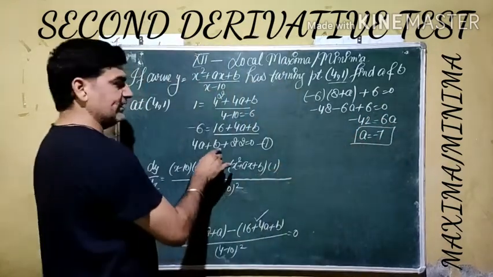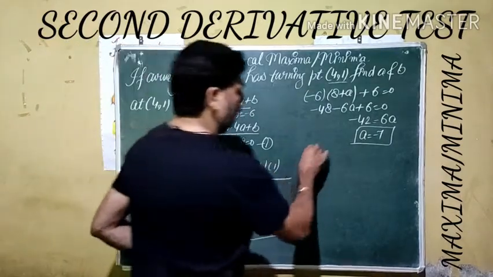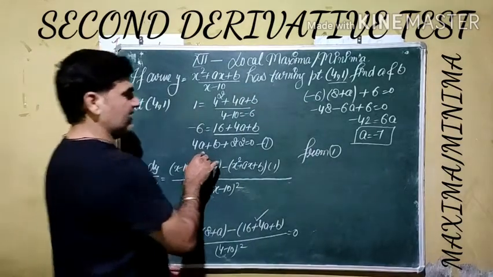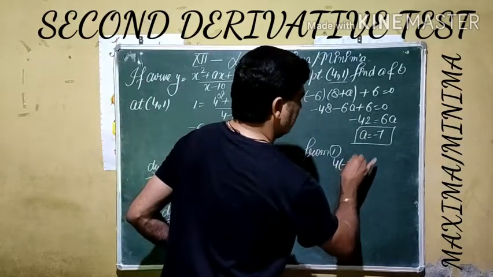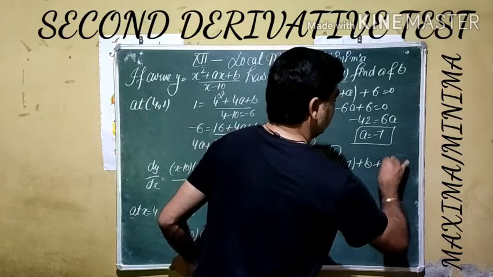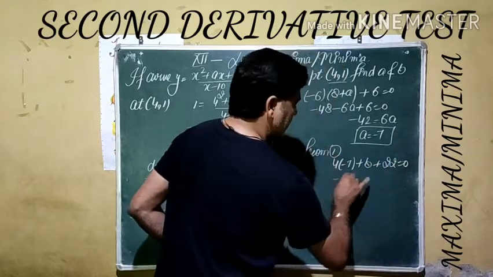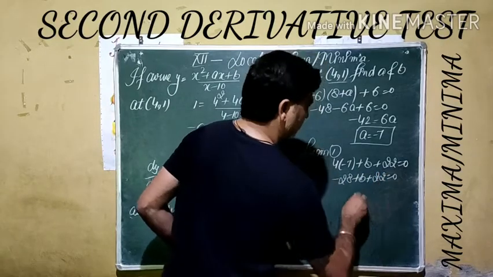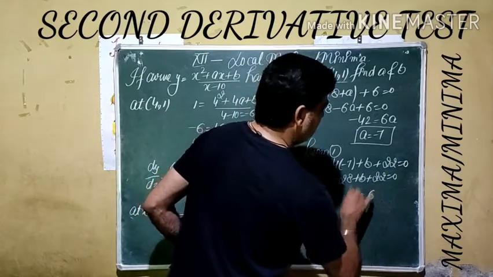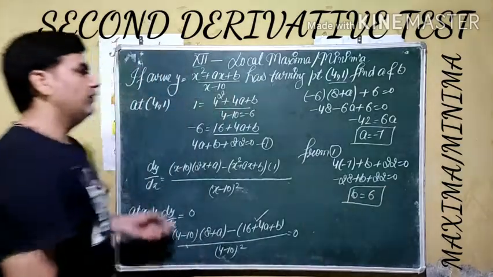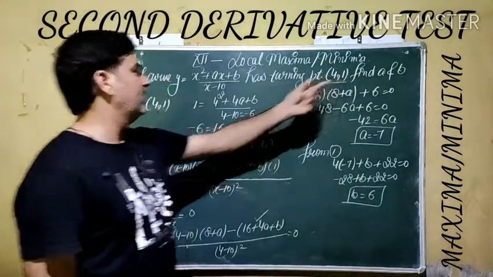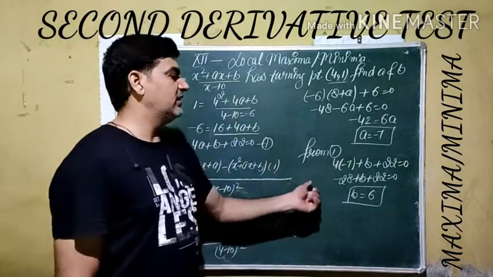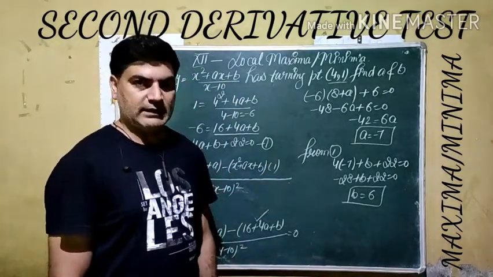We are going to use a is equal to minus 7 in result number 1. If we use it here, we get a replaced by minus 7. We get 4 into minus 7 plus b plus 22 is equal to 0. Minus 28 plus b plus 22 is equal to 0. So we get from here b is equal to 6, our final answer. So like this, we can use the turning point again in a given function to find out the unknown a and b by using the first derivative concept only.